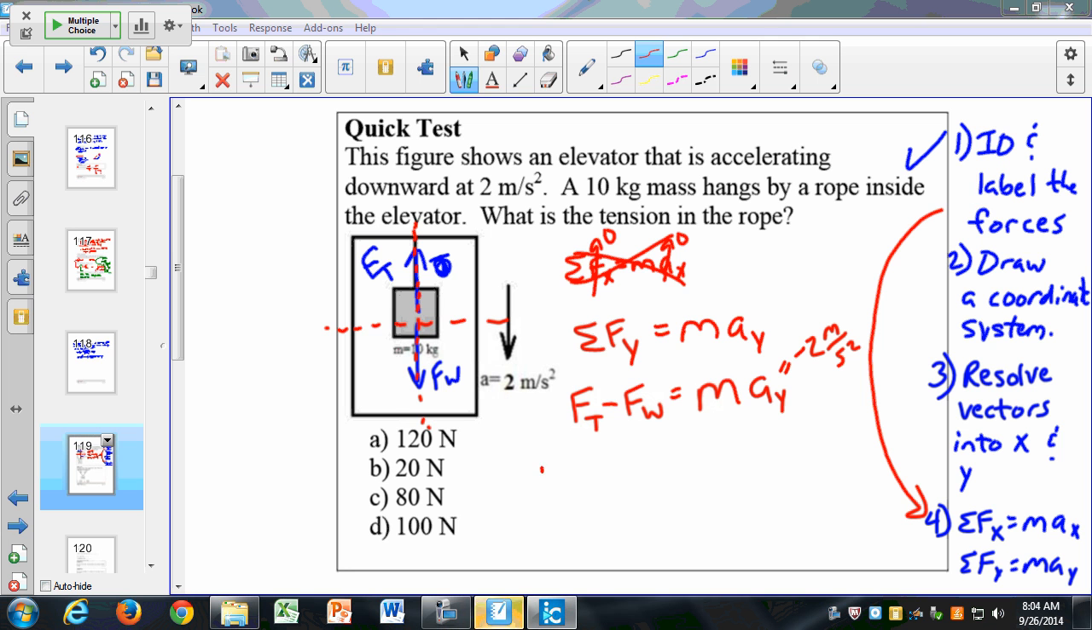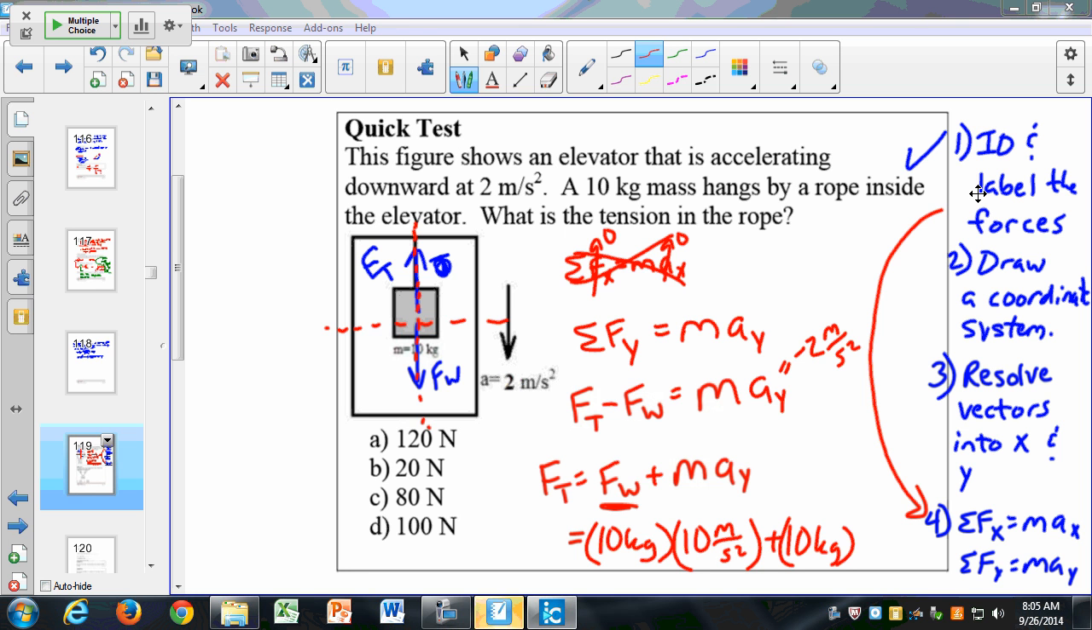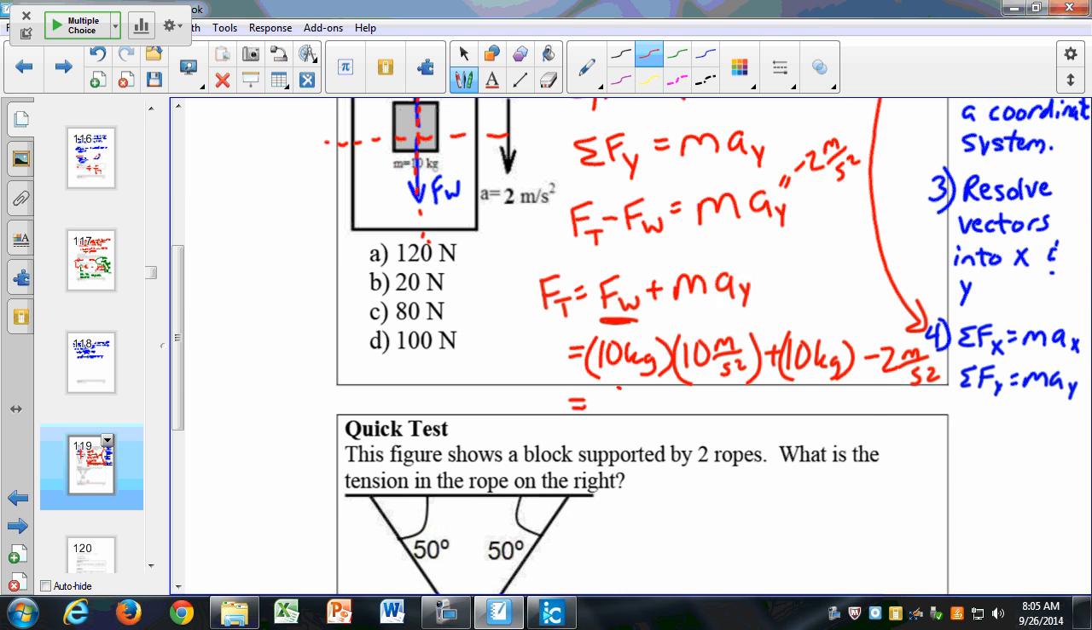All right, now I want to solve for Ft, and that's going to be Fw plus may. Now Courtney, that 9.8, or 10 meters per second squared, that comes into play for the weight, right? But we have an additional acceleration just due to the elevator accelerating. So here I get my mass, which is 10 kilograms, times 10 meters per second squared, plus 10 kilograms times -2 meters per second squared. So that's 100 minus 20, which is equal to 80 newtons. So my tension in the rope is 80 newtons.